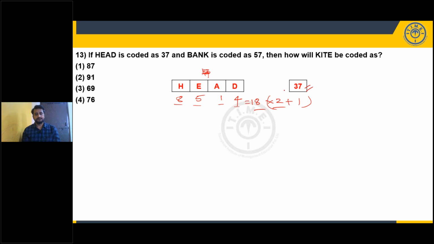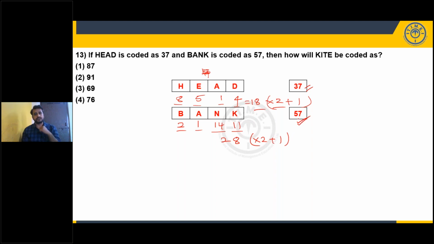We can say, okay. Bank is coded as 57. Whether it follows the same logic or not is important for us. B is 2, A is 1, N is 14, K is 11. 2 plus 1 is 3, 3 plus 14 is 17, plus 11 is 28. The sum of the place values is 28. What is my logic? Into 2 plus 1. 28 into 2 is 56, plus 1 is 57. Perfectly matching.